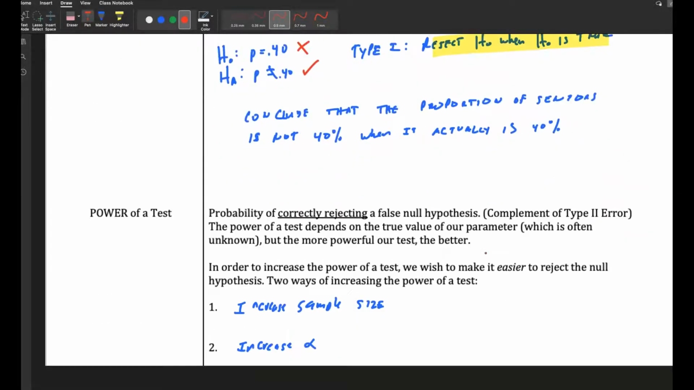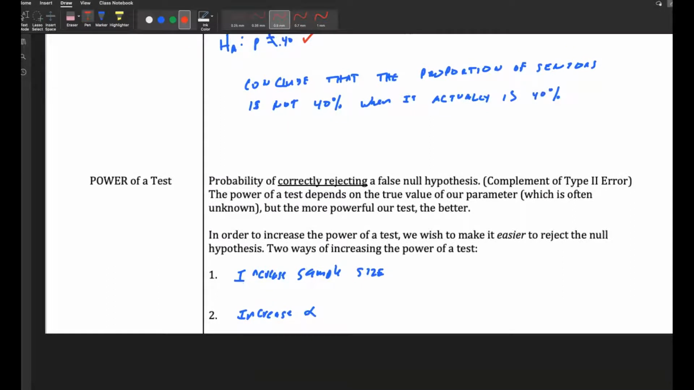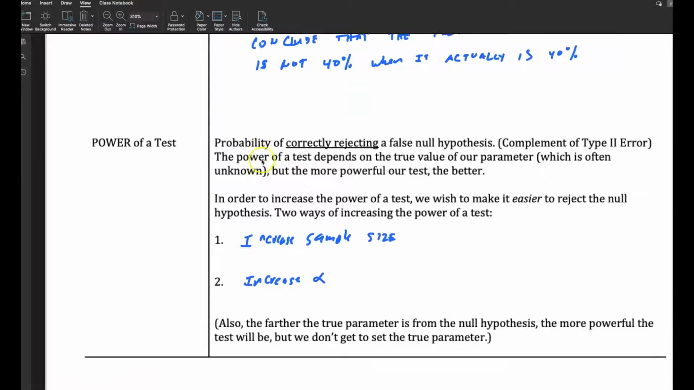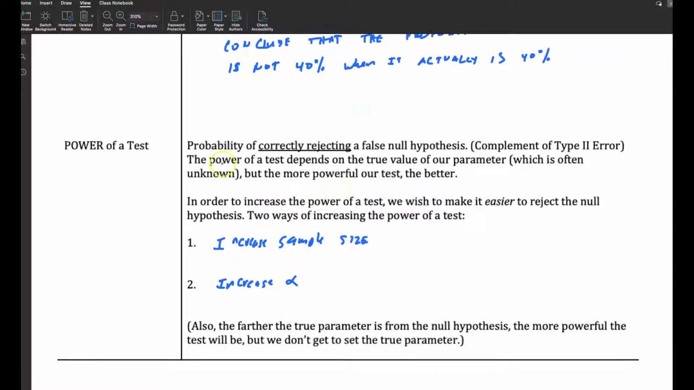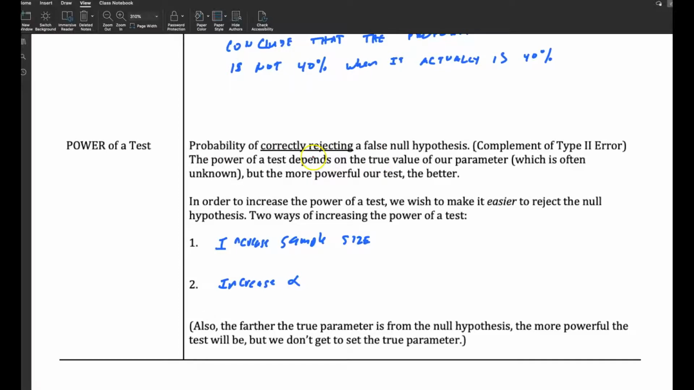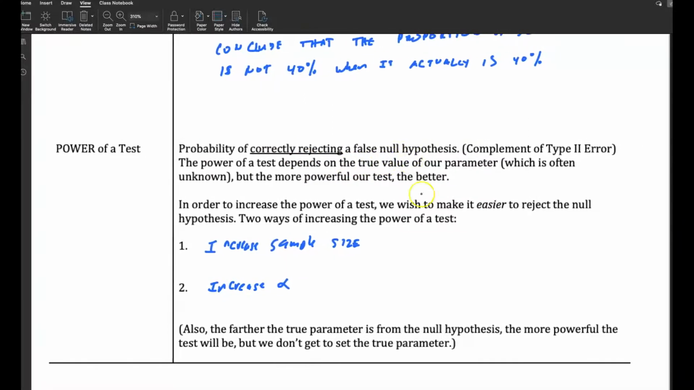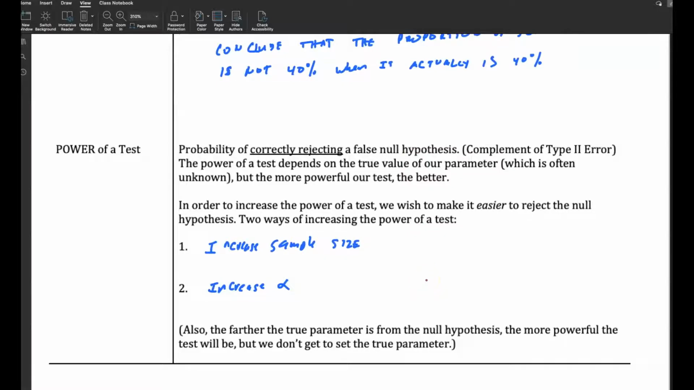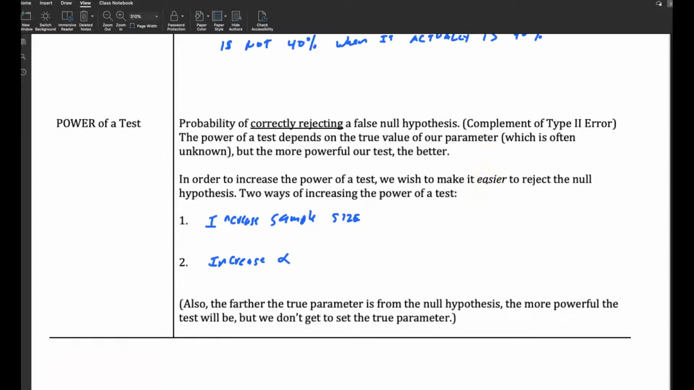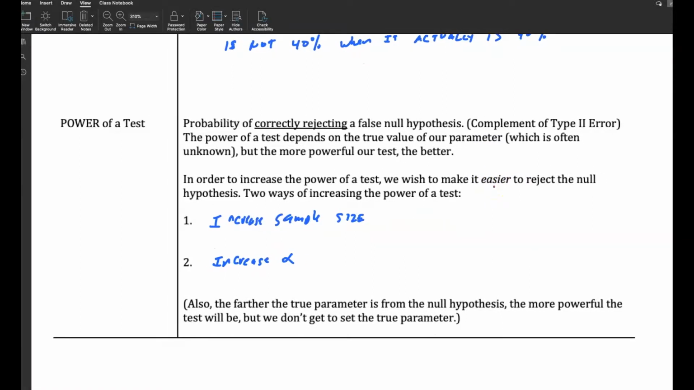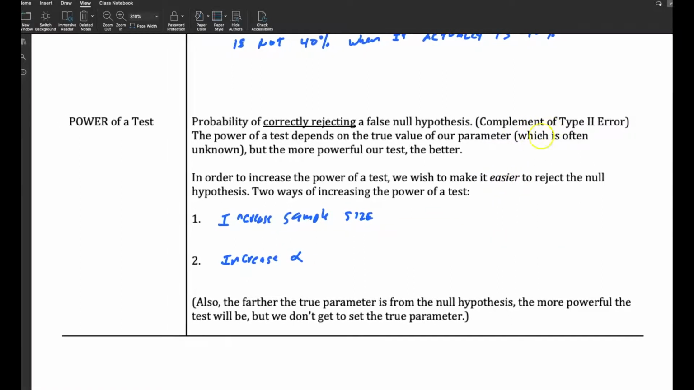Okay. And then lastly, there are not a lot of homework problems on this. It's an idea of thinking about power, and power is the probability of correctly rejecting a false null hypothesis. When you actually reject a null hypothesis when it's false, that's called the power, the probability of rejecting a false null hypothesis. It's the complement of a Type 2 error.